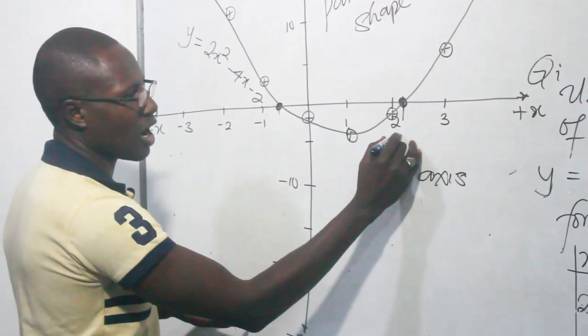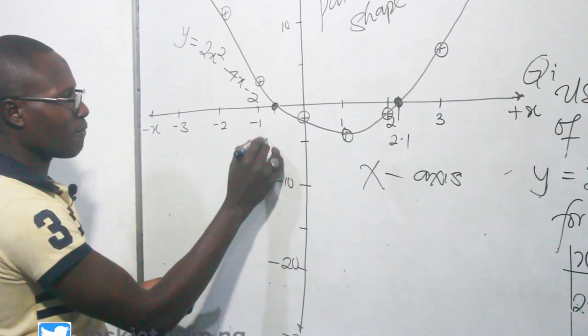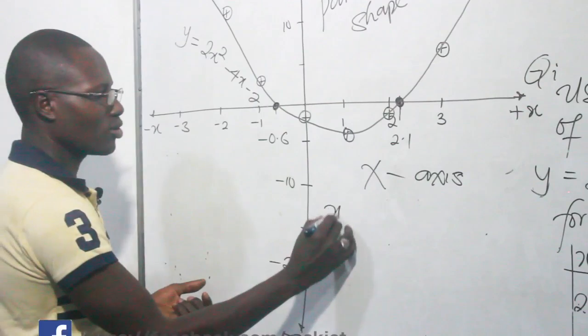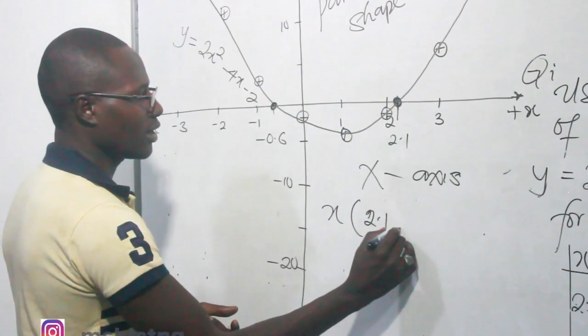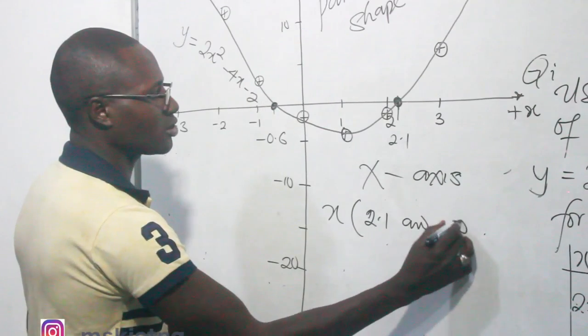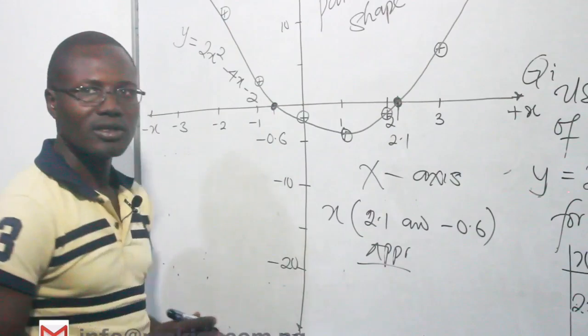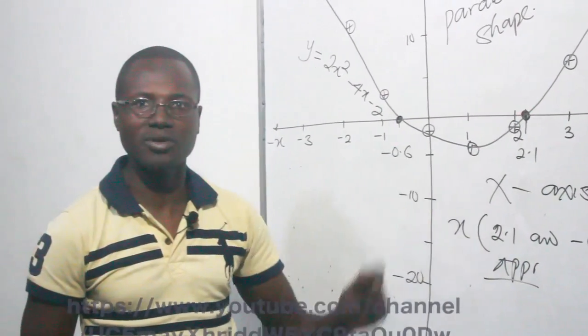Of course, this is somehow 2.1, and this is minus 0.6. So the values of x are 2.1 and minus 0.6 approximately. So we use approximation because it is not a graph book.